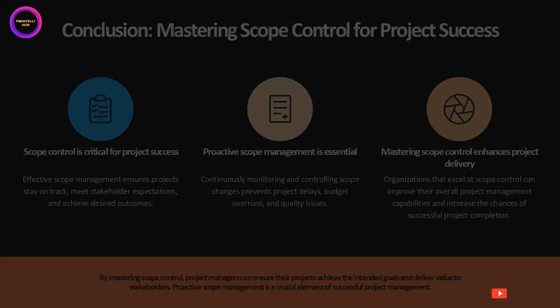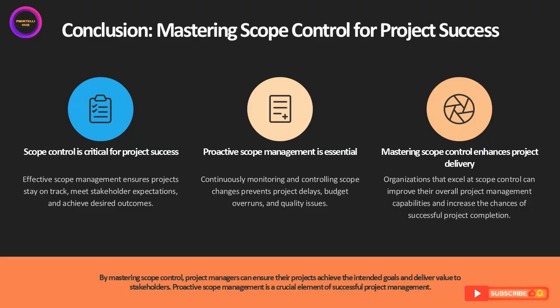To wrap up this section, mastering scope control is absolutely critical for project success and is not a luxury, it's a necessity. Effective scope management ensures your project stays on track and meets expectations. It requires continuous monitoring and proactive control to prevent delays and budget issues. Projects that clearly define and manage their scope are far more likely to succeed. So take the time to write a strong scope statement, build a solid WBS, and enforce a simple change control process. Trust me, it'll save you time, money, and stress.